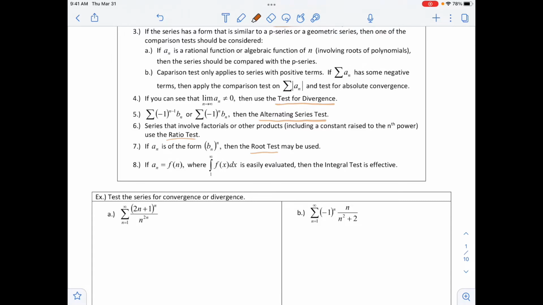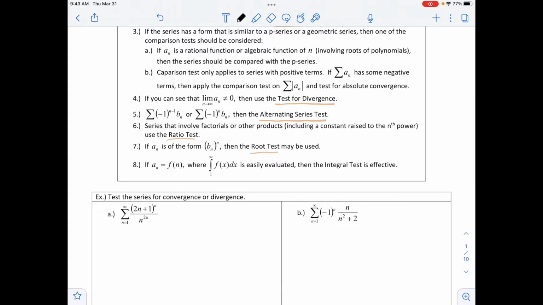So a lot of times there's multiple ways to go about to deal with these, so make sure you show clear steps and clear work, and then also don't forget you always need to state which test it is that you used to solve this, to figure out if it was convergent or divergent. The example right below says test the series for convergence or divergence. Again, make sure to state which test it is that you used.